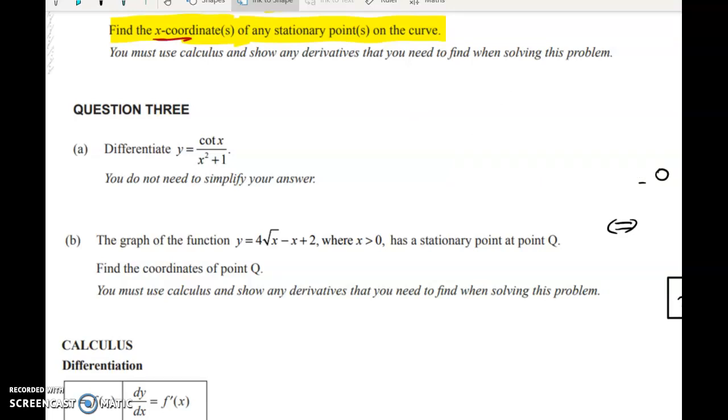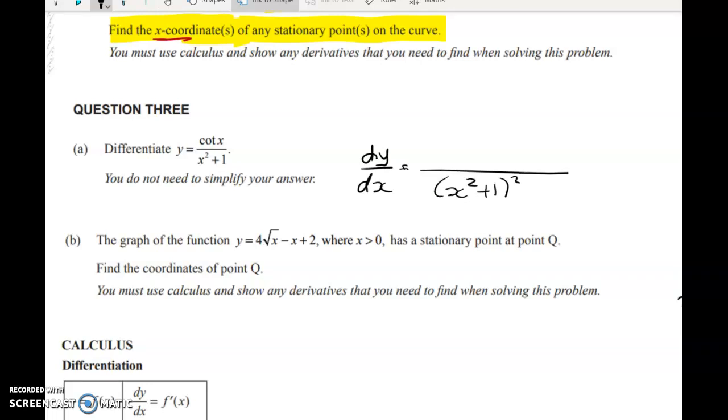I'm not giving you the formula for the quotient rule. I figure by now you probably know it. If you don't, you haven't done enough practice with these questions. So it is in the formula sheet, but we should just know how to do these. So we're going to square the denominator, x squared plus 1 squared, copy it up the top, so that's v. And now we differentiate our numerator, and that will give me negative cosec squared x.